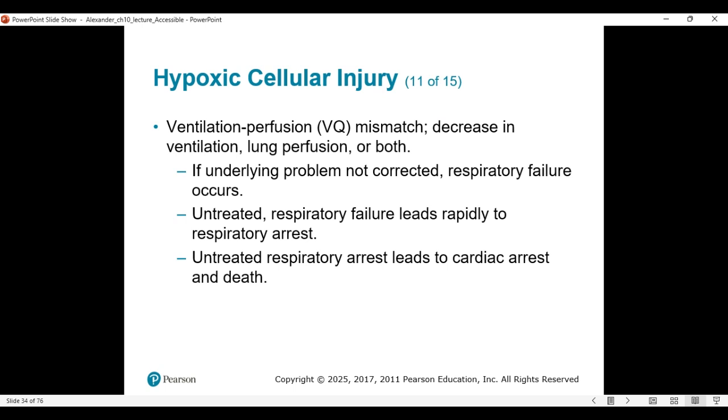If underlying problems aren't corrected, respiratory failure occurs. Untreated, failure turns to respiratory arrest. And of course, respiratory arrest will lead to cardiac arrest and death if we don't fix it.